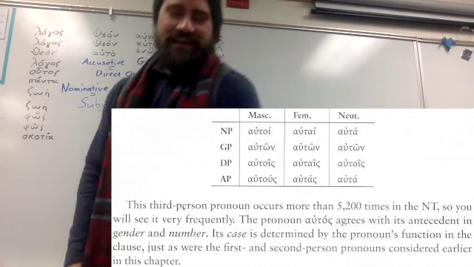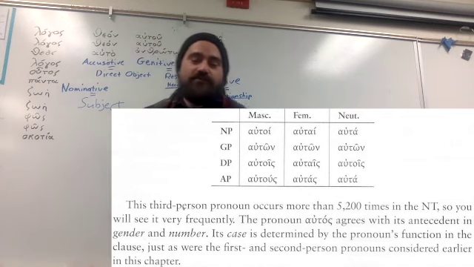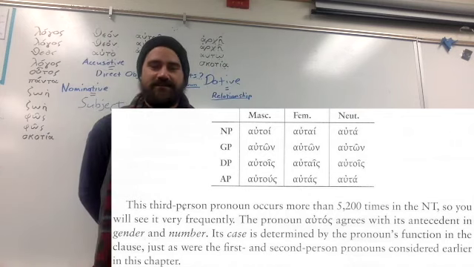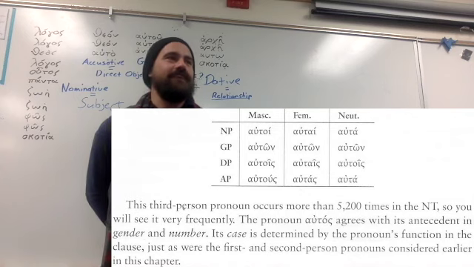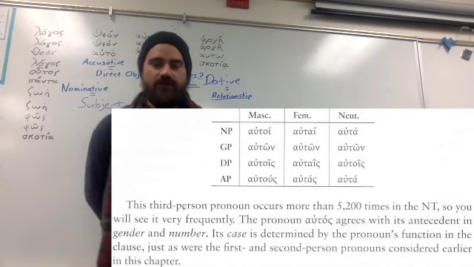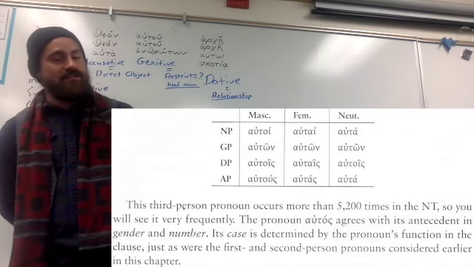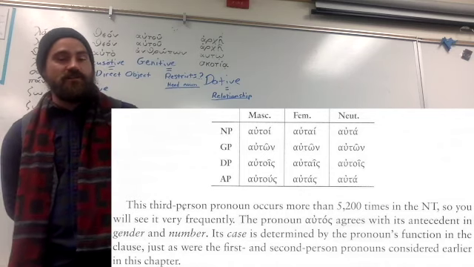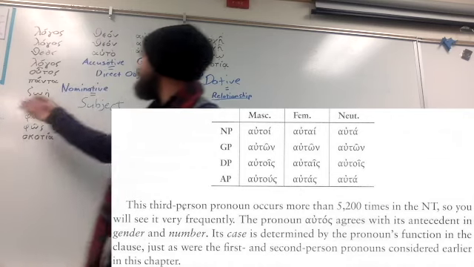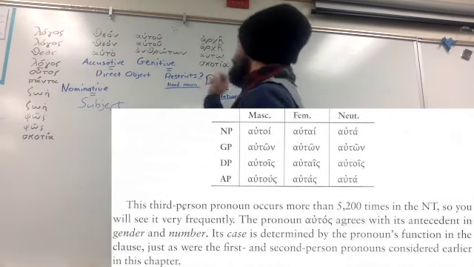So, the third person pronoun occurs more than 5,200 times in the New Testament, so you're going to see it very frequently if you open up your Greek Bible. The pronoun autos agrees with its antecedent in gender and number. The case is determined by the pronoun's function in the clause, so whether it's nominative, genitive, dative, or accusative.